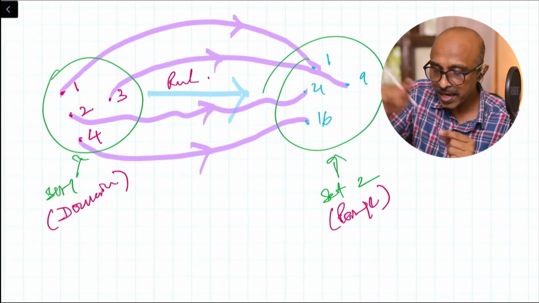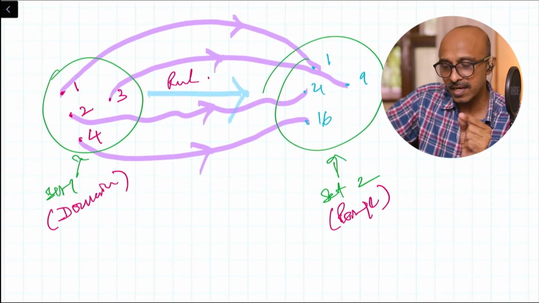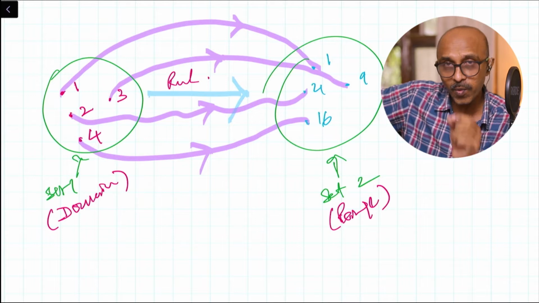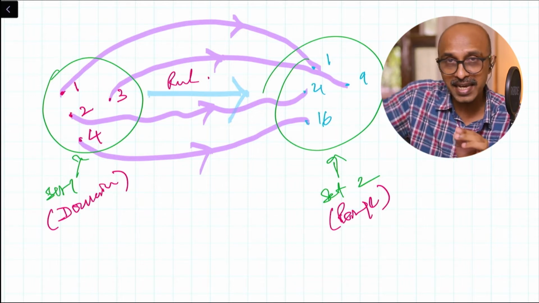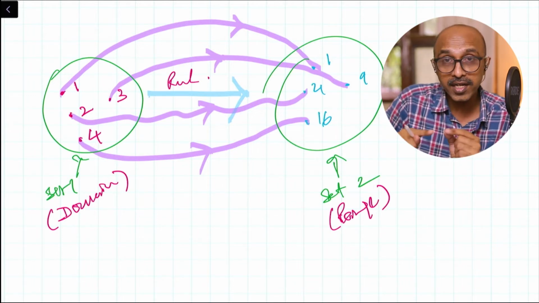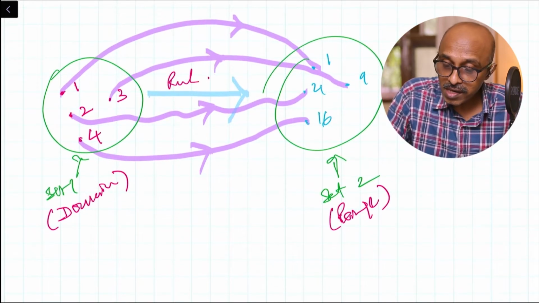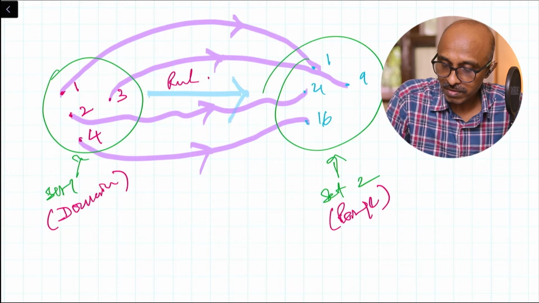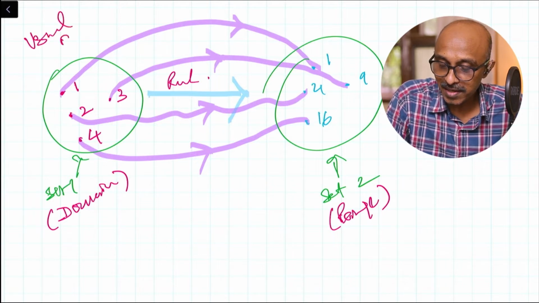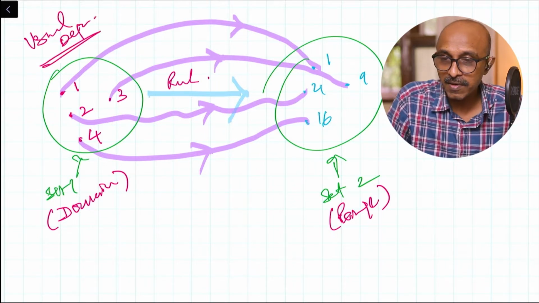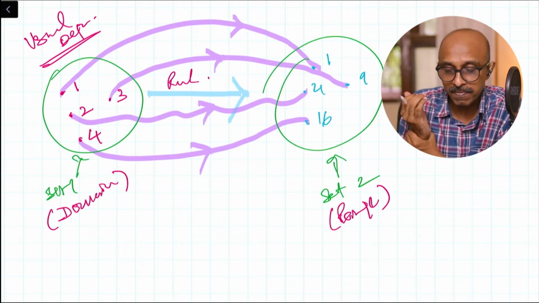So they are all connected. 1 is connected to one element in that range. 2 is connected to 4, one element in that range. 3 is connected to 9, one element in that range. 4 is connected to 16, one element in the range. So this is the visual definition, if you were to call it. I don't know whether there's something like that, but we just made it up. A visual definition for functions.